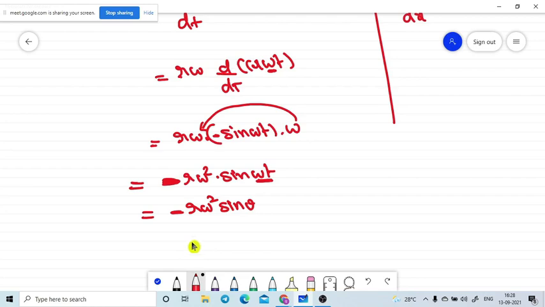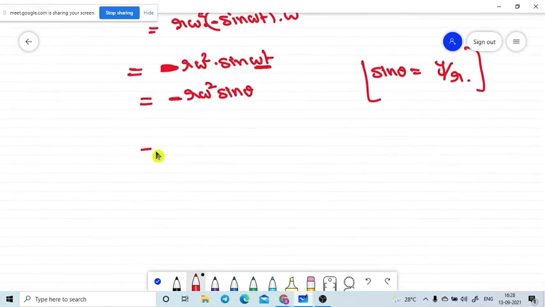So sin theta is equal to, in the diagram, sin theta is equal to y by r only. Are you getting that, ma'am? Yes, sir. Substitute this in this equation, minus r omega square into y by r, r cancelled, then a is equal to minus omega square y only.